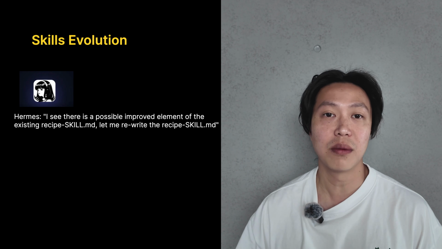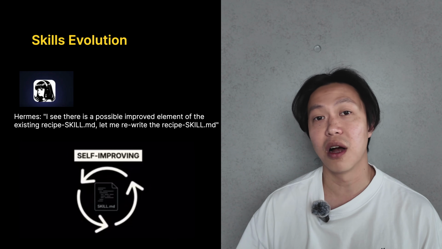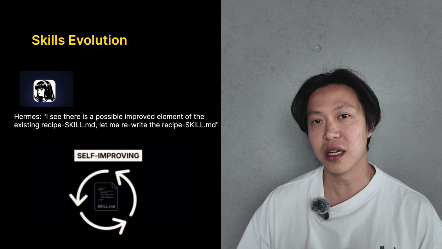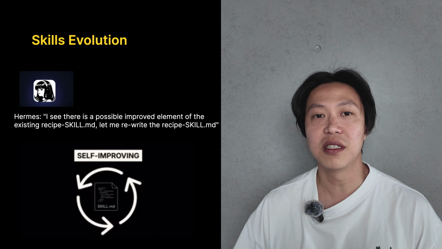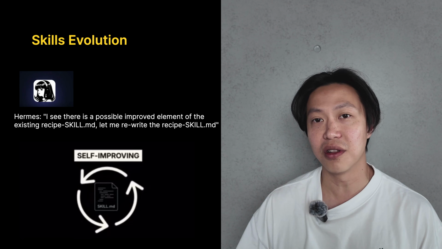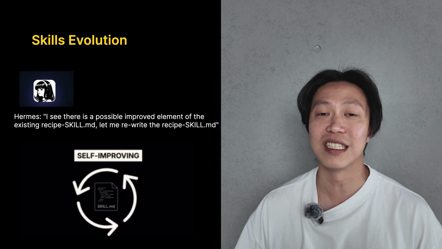Hermes adds an autonomous learning loop on top of that. After a complex task, it can save what it just did as a new skill, and refine existing skills as it keeps using them. There's even a research pipeline behind it called Hermes Agent Self-Evolution that uses genetic algorithms to evolve the agent's own prompts against benchmarks.